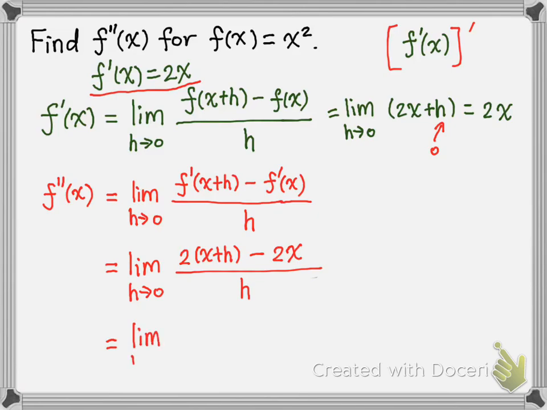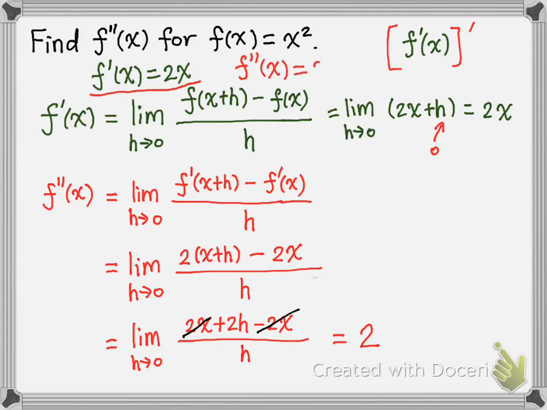Then again, it's a matter of simplification. You get 2x plus 2h minus 2x all over h. So you will see some cancellation here. So 2h divided by h, you get the number 2. And that's the answer, because the limit of a constant equals that constant. So what it tells you is that f double prime of x equals 2.